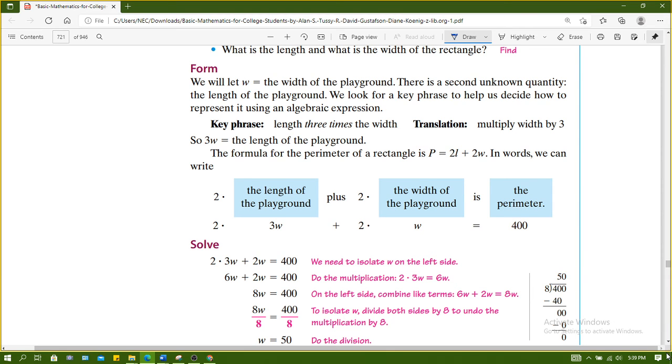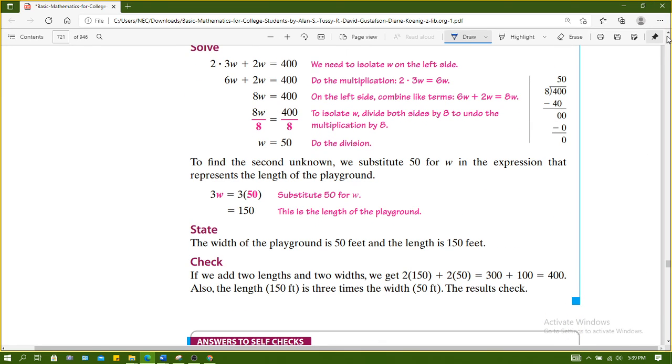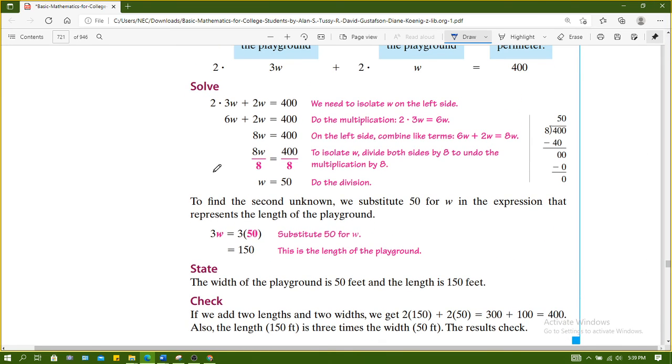Then you apply what we have learned from the previous section, using the properties of equality, simplifying, and the combination of the properties of equality. So 2 times 3W is 6W, plus 2W, equals 400. Combine like terms, we have 8W. Divide each side by the coefficient of W, then you get W, which is 50. You check: 3W is 3 times 50, so 150.